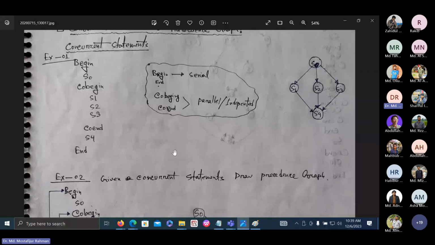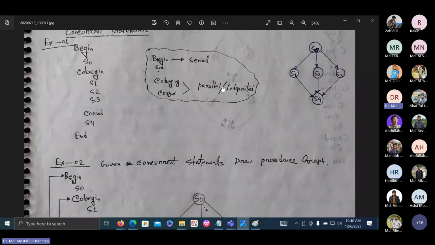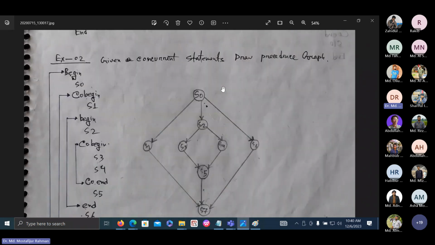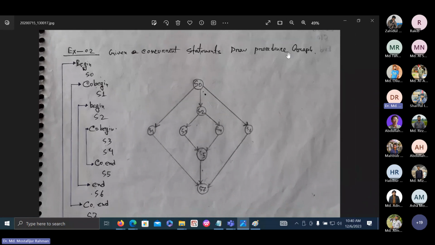So in this case, I will just remember that co-begin, co-end is used for parallel or independent execution. Okay, and begin and end usually indicates serial execution. Clear? Serial execution. Okay, we have another statement.